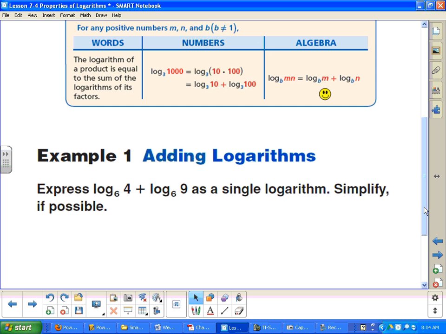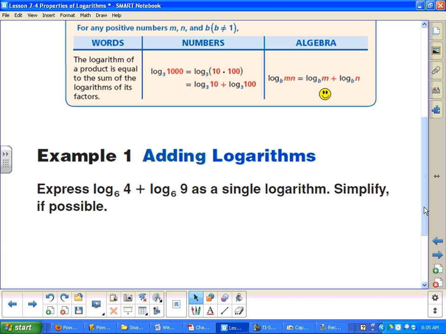So here's our example. And this property works both directions. It works if I'm adding with the logs of the same base, then that means I can multiply. Or if I have the log of a base with a product, then I can pull it apart and add.